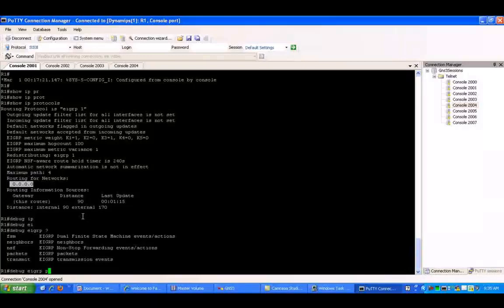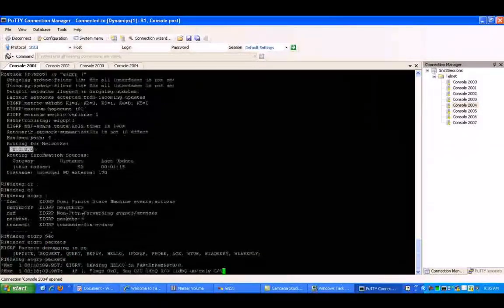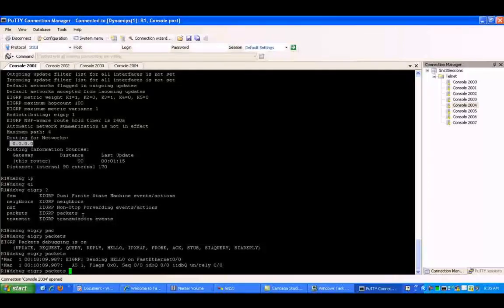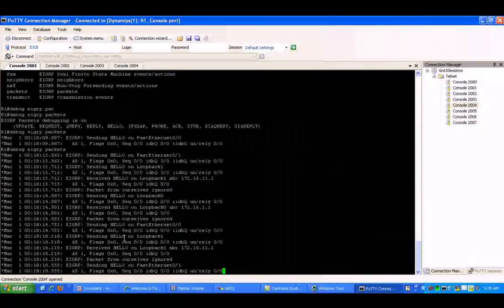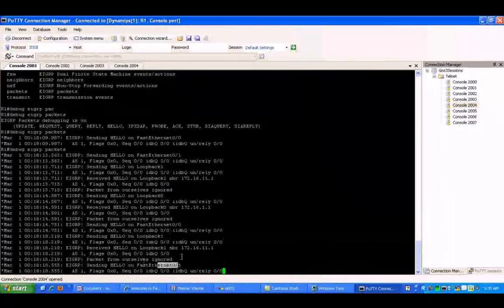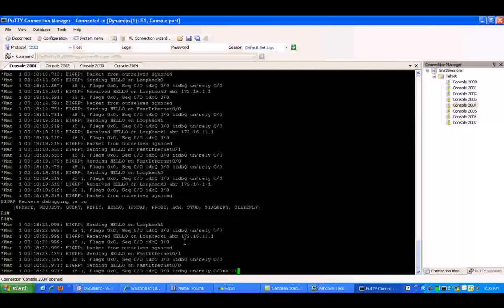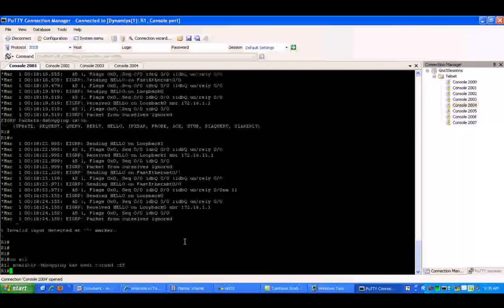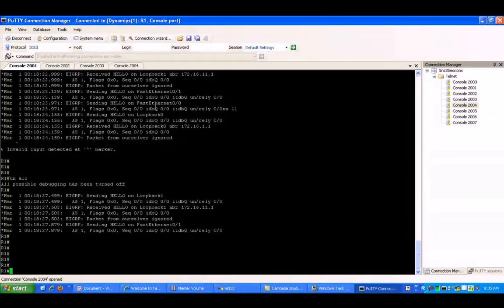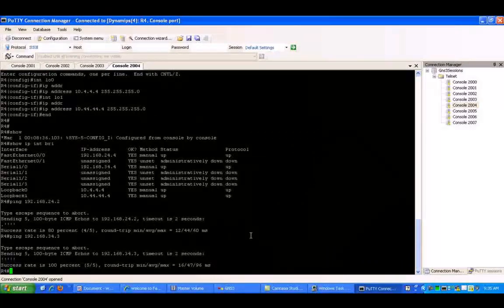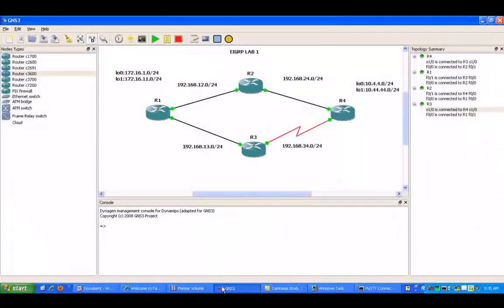We can see this if we do a debug EIGRP packets command. What we can see already is hello packets going out all these different interfaces, the loopback interfaces, the fast Ethernet interfaces. So I just wanted to show you that, to let you know that with that network command of 0.0.0.0, EIGRP is now being configured on all the interfaces. That's the easiest way to configure EIGRP, but it can also be one of the worst ways to configure it.